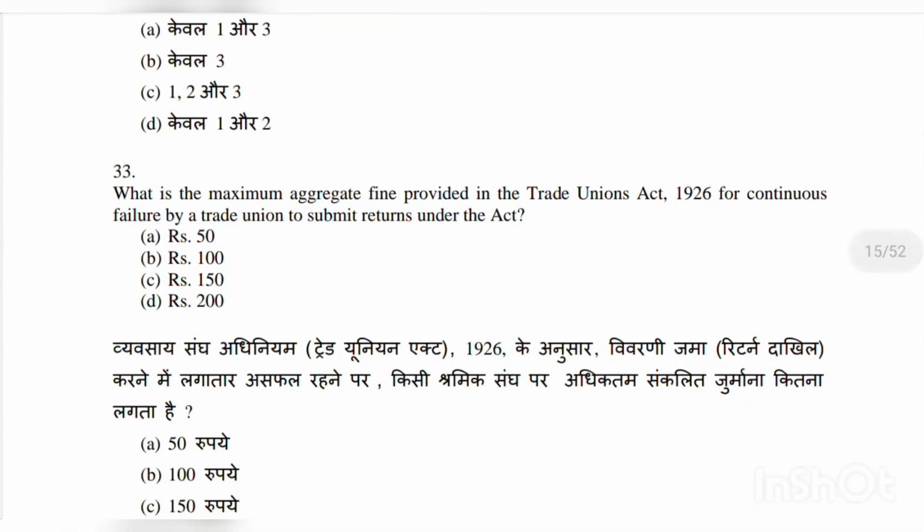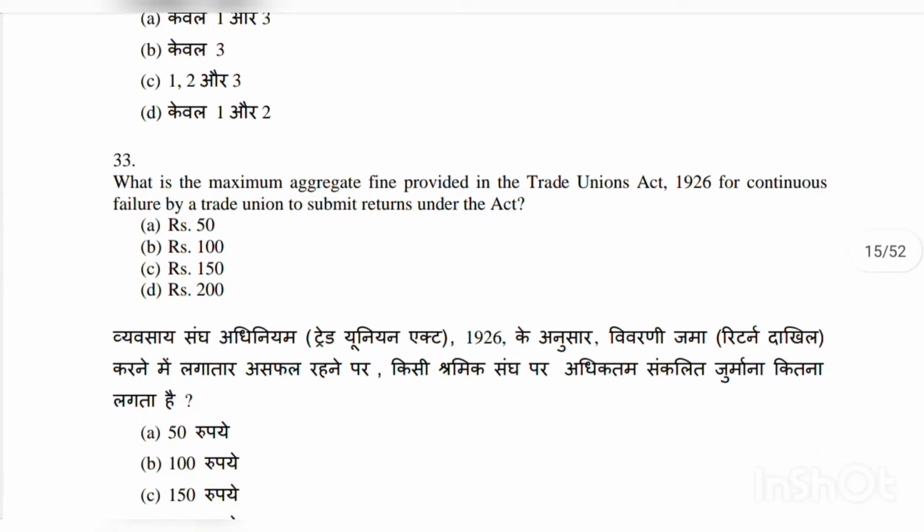What is the maximum aggregate fine provided in the Trade Union Act 1926 for continuous failure by a trade union to submit a return under the Act? That is A, 50 rupees. The maximum fine imposed is 50 rupees, at 5 rupees per week.